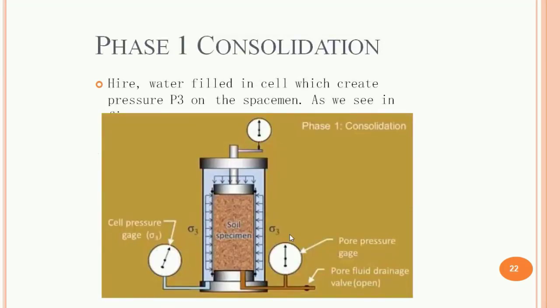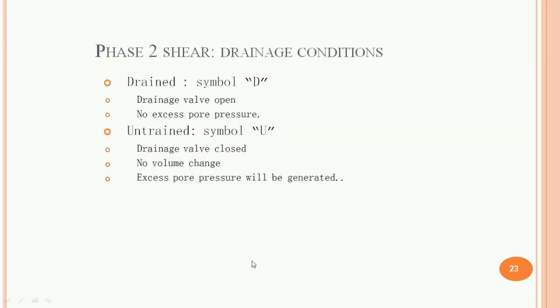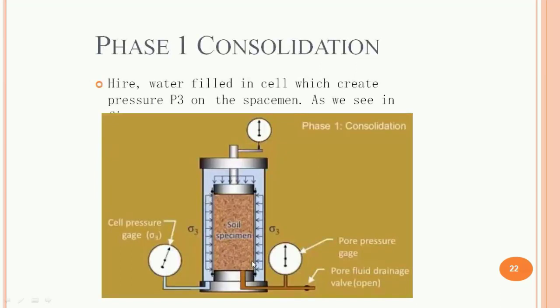As you can see, in consolidation phase 1, water is filled in the cell, which creates pressure, that is P3 of course, on the specimen.